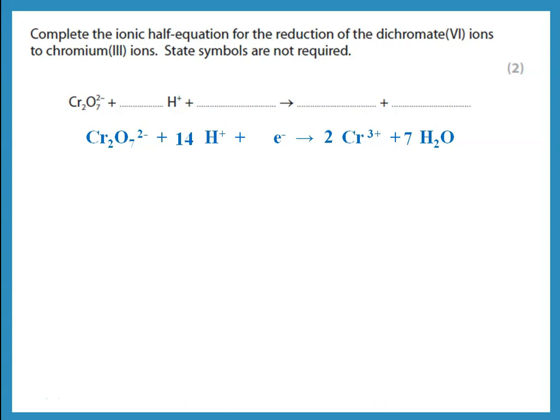So after the arrow I have how many charges? After the arrow I have 2 times 3+. So after the arrow it's 6+. So I want before the arrow to be total 6+. I have 2 minus 14 positives, so that means I have 12 positives. And that means that I need 6 electrons to make it 6 positives. So that is my equation.